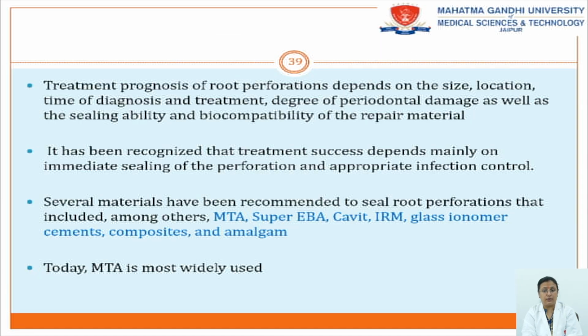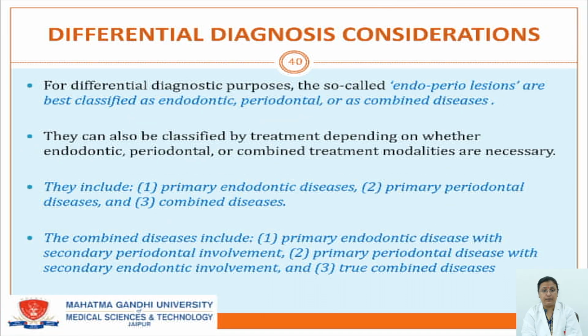The treatment prognosis of root perforations depends on size, location, time of diagnosis and treatment, and degree of periodontal damage, as well as the sealing ability and biocompatibility of the repair material. It has been recognized that treatment success depends mainly on immediate sealing of the perforation and appropriate infection control. Several materials that have been recommended to seal root perforations are MTA, Super EBA, Cavit, IRM, glass ionomer cements, composites and amalgam. Today, MTA is the most widely used.